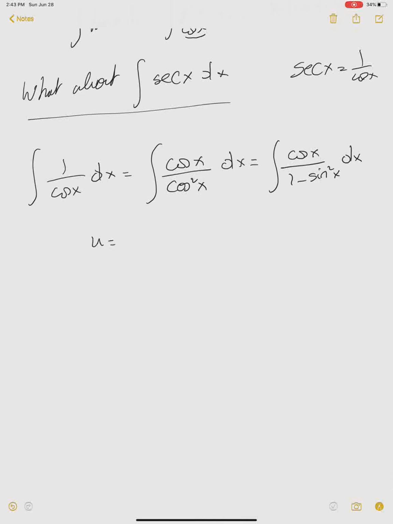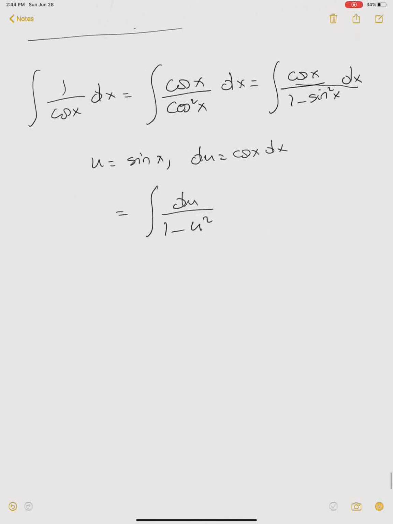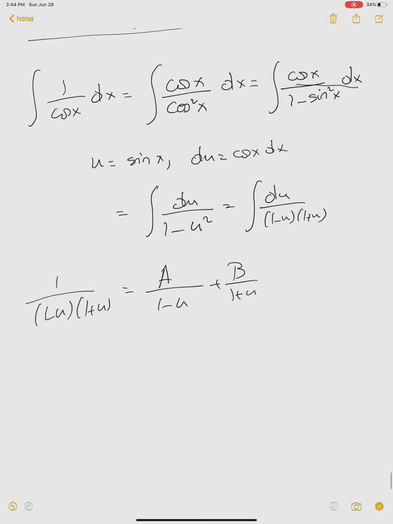Now notice that if I take u to be sine x, du will be cosine x dx. So cosine x dx is du, so we get du over 1 minus u squared, which is the integral of du over (1 minus u) times (1 plus u). And now I take 1 over (1 minus u)(1 plus u) and do partial fractions. This is a over 1 minus u plus b over 1 plus u. And now I cross multiply the denominators, and you get 1 equal a times (1 plus u) plus b times (1 minus u).